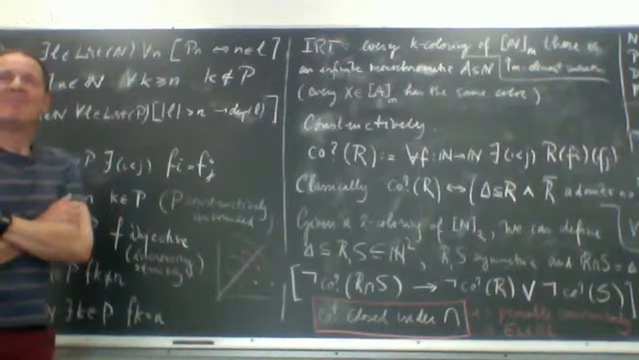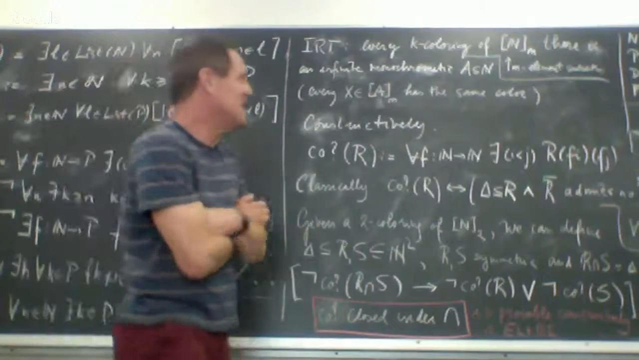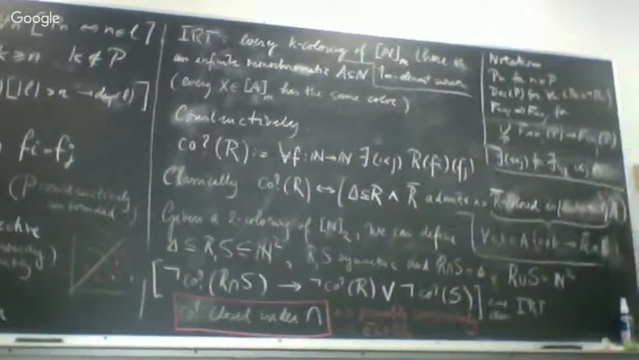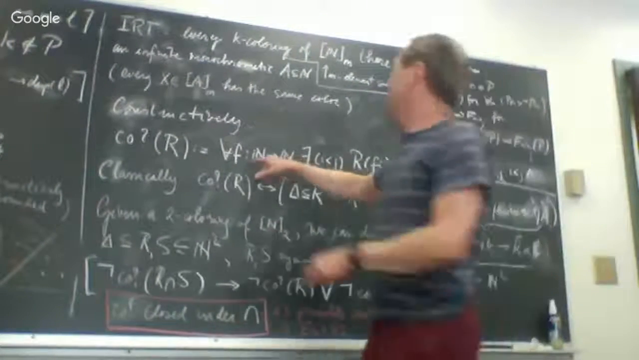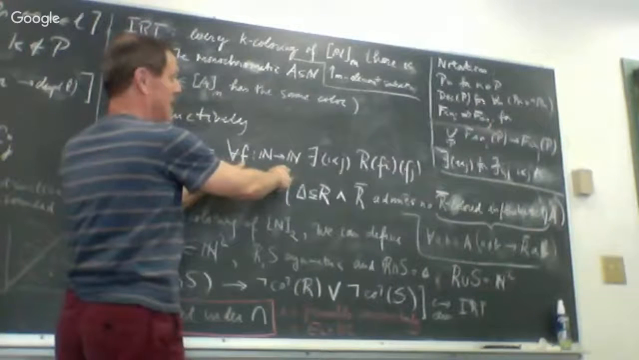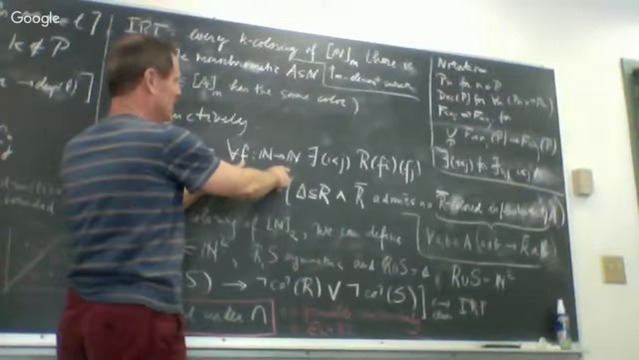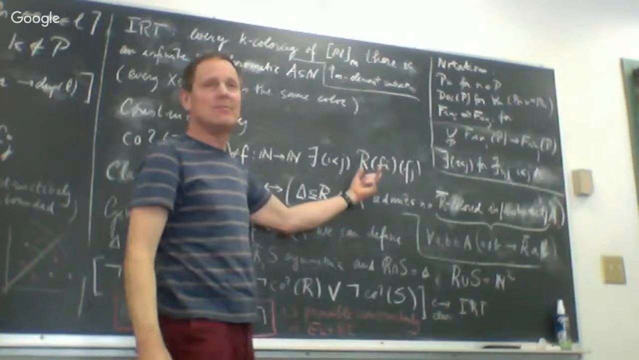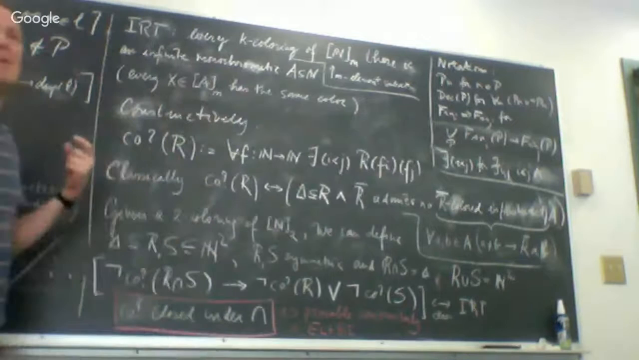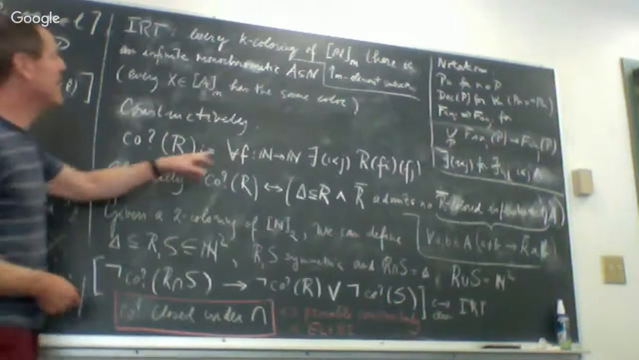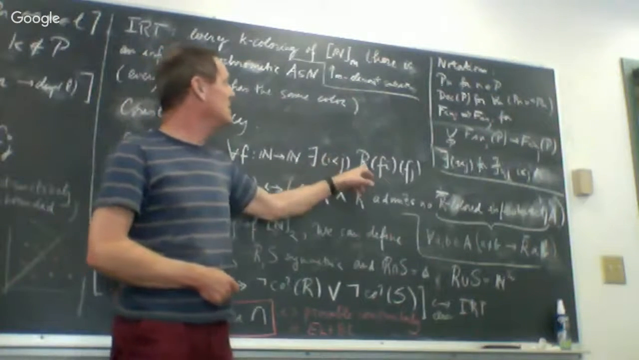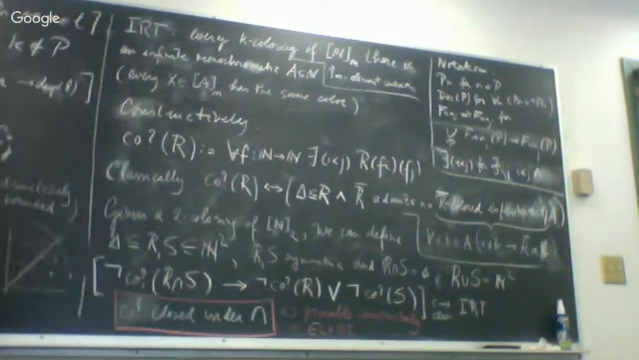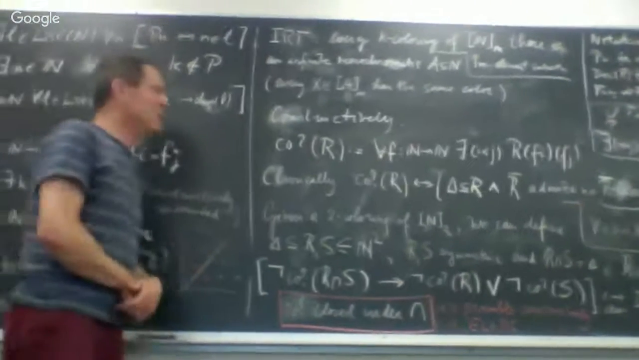Why is it called co-something? Since it's about the complement. If you do it for increasing functions, and you do it one-dimensional, it's co-finite. R is co-finite if for every increasing function there is an i such that R f i holds. So I have no better name for it for the moment.